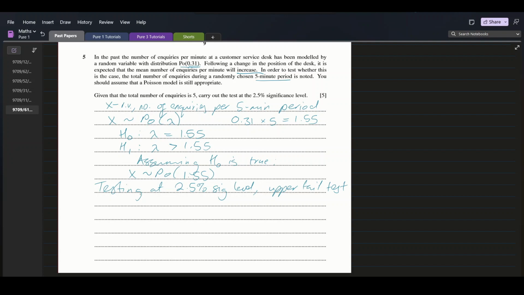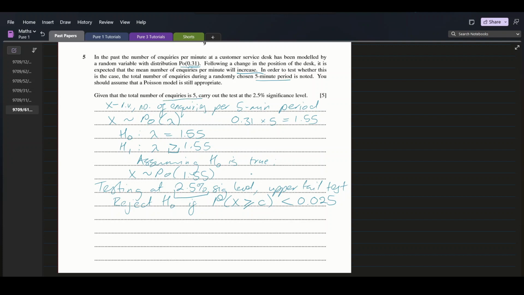So let's create our rejection rule. We can say reject H0 if the probability that X is greater than or equal to C (remember that this will take the sign of your H1) is less than our significance level. So that's 0.025.